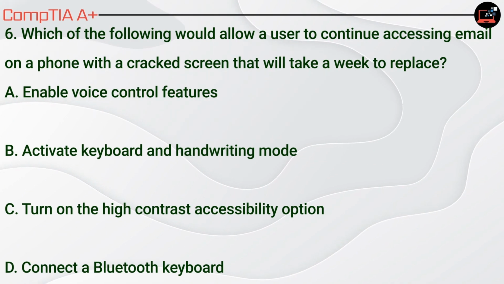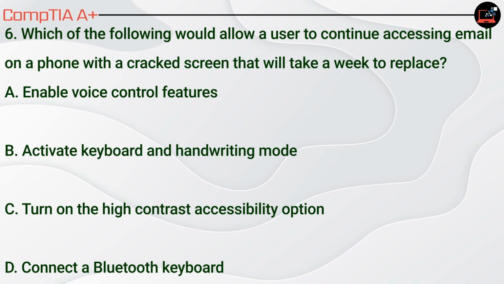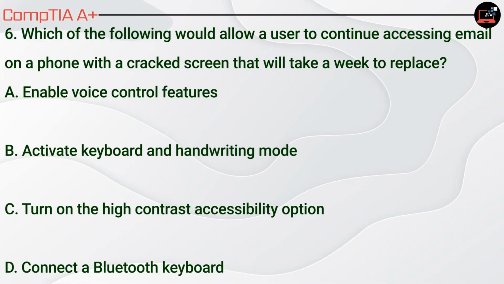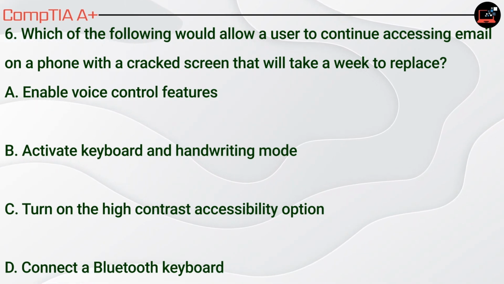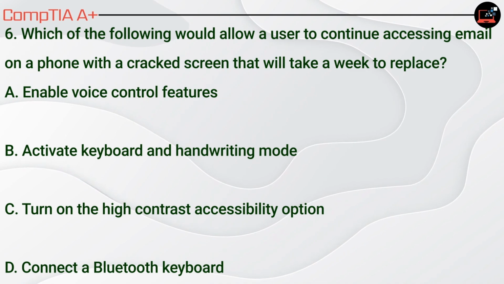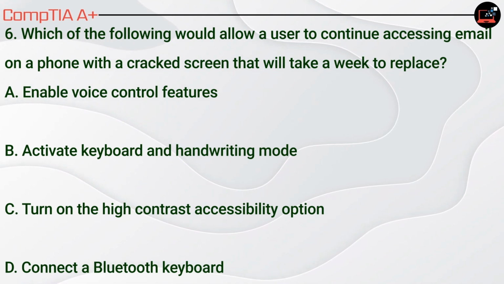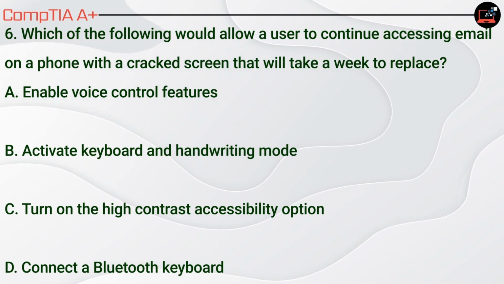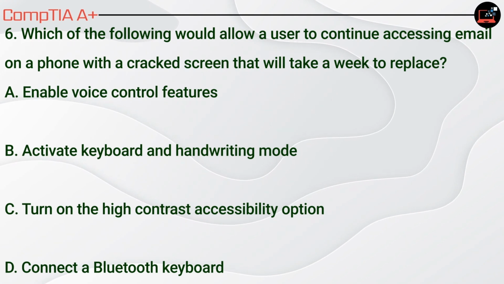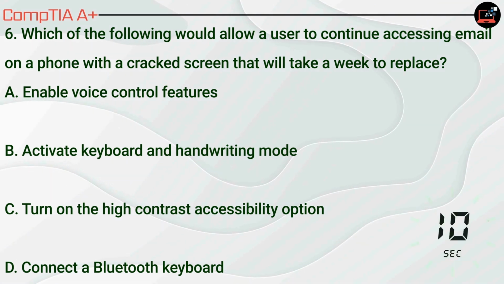Six. Which of the following would allow a user to continue accessing email on a phone with a cracked screen that will take a week to replace? A. Enable voice control features. B. Activate keyboard and handwriting mode. C. Turn on the high contrast accessibility option. D. Connect a Bluetooth keyboard.